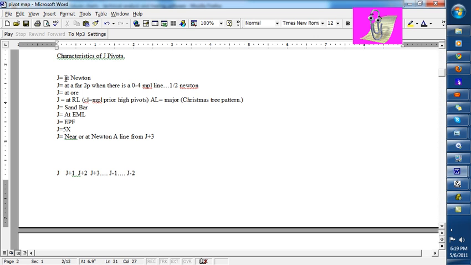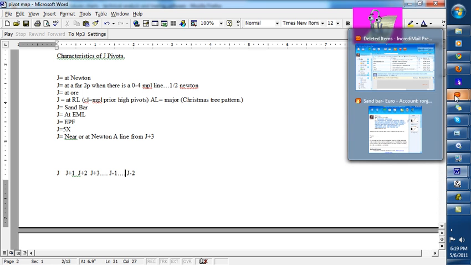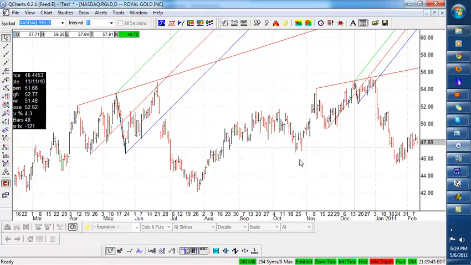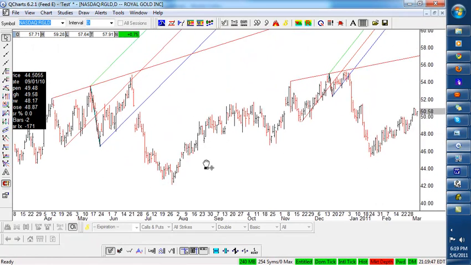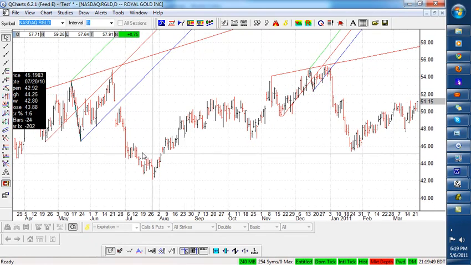the first type of pivot, let's say, is at a Newton. And Newton's really simple. There are three different ways of calculating the basic Newton. Let's see if we can get you some pictures. Here we go. To calculate the basic Newton, it's really simple, really straightforward.